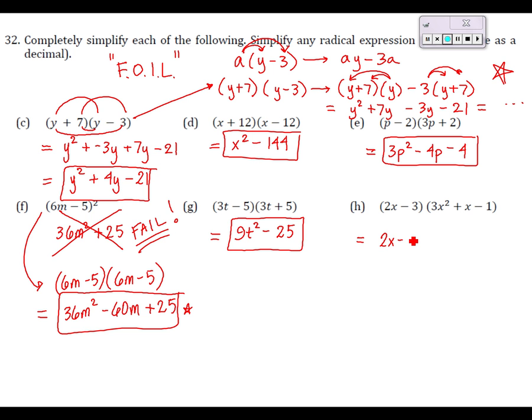So we could do this a couple different ways. I mean, maybe your first inclination would be to multiply this by each term. So that would be an okay way to do it. Yeah, we'll do it that way.